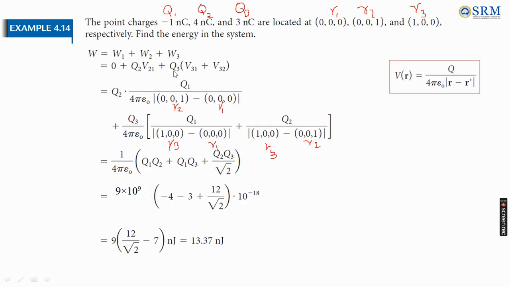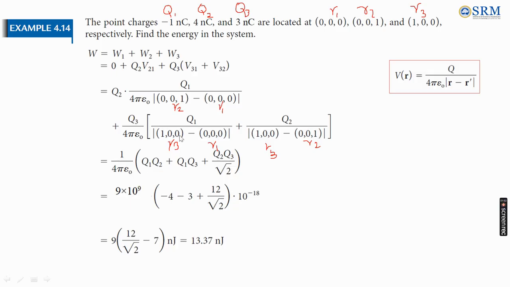Similarly, for Q3, this is the third charge. Due to the presence of the first and second charge, there will be a different work done. Q3 is common in this case, so divided by 4 pi epsilon naught, we are taking it out. Q1 is for the first term, V31, the potential at point P3 due to the charge Q1. So it is Q1 divided by the magnitude of R3 minus R1, plus for V32, the potential at P3 due to the presence of charge Q2. So Q2 divided by the magnitude of R3 minus R2.